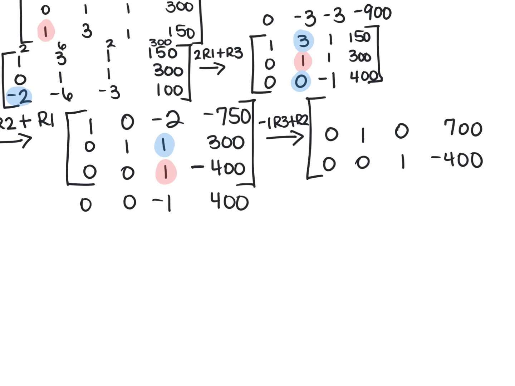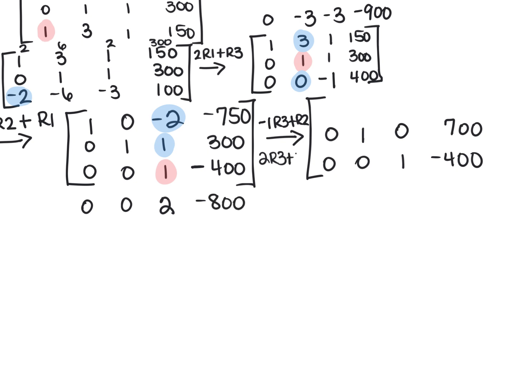So now we are ready to look at creating a 0 up here. So again, I'm using row 3 to do that. So I'm going to erase all of these numbers so we don't get those confused. So I'm going to take that bottom row 3, I'm going to multiply it by +2. So 2 times row 3. So 0 times 2 is 0. 0 times 2 is 0. 2 times 1 is 2. And if I take -400 and I multiply it by 2, I get -800.